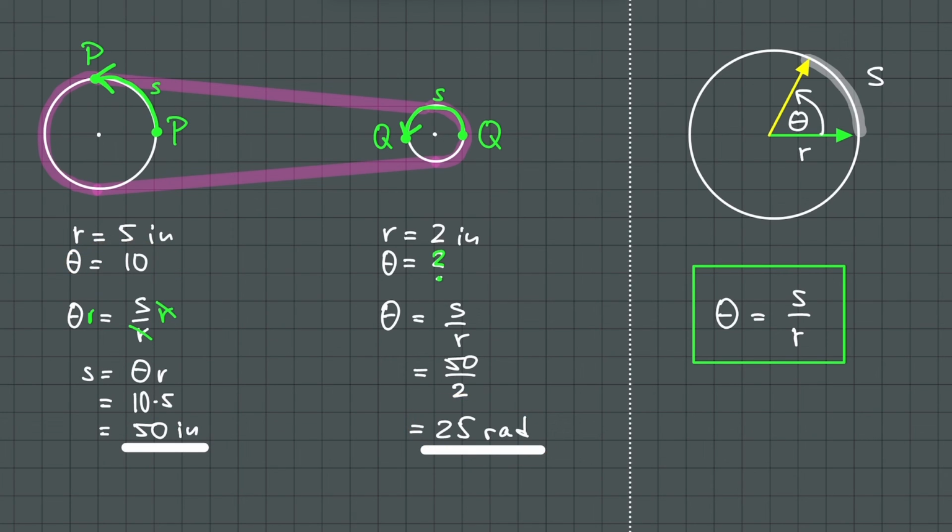Again, the key in solving these kinds of problems is to understand that a certain point on the larger pulley travels the same distance as a point on the smaller pulley, when the two pulleys are connected by a belt.